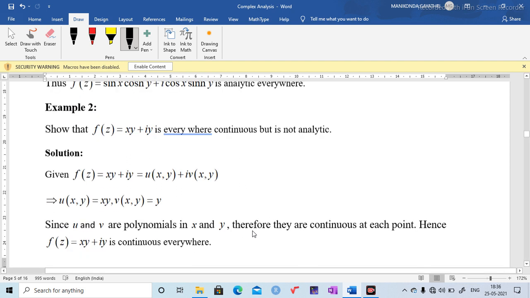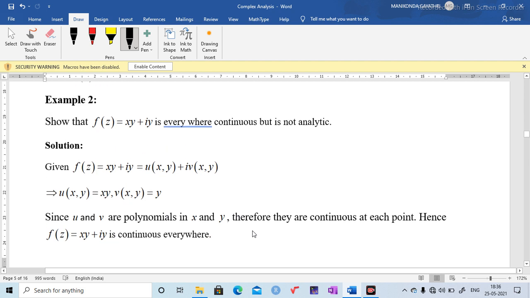Now, I am focusing on example 2. Show that f of z equal to xy plus iy is everywhere continuous but is not analytic. So, this is a continuous function only but it is not analytic. Observe the solution. Given f of z equal to xy plus iy, here also compare the real part with u of x comma y, and the imaginary part with v of x comma y. So, u of x comma y equal to xy, v of x comma y equal to y.